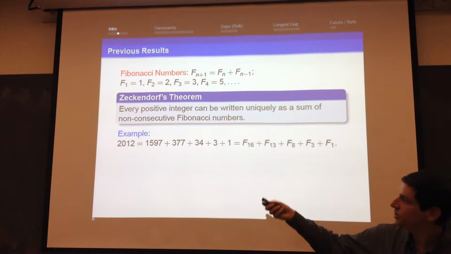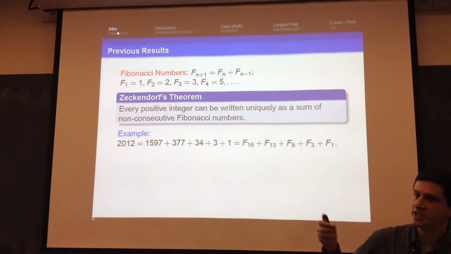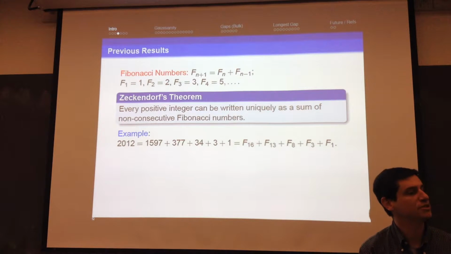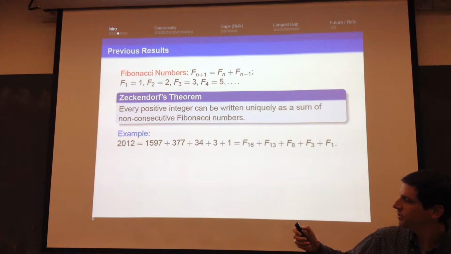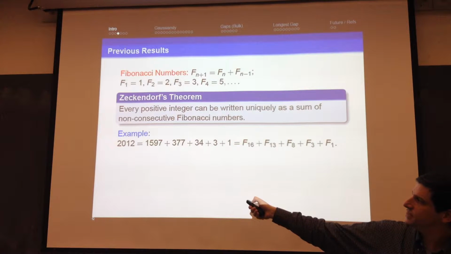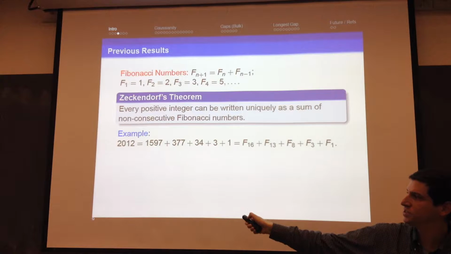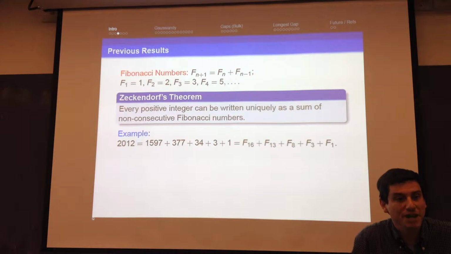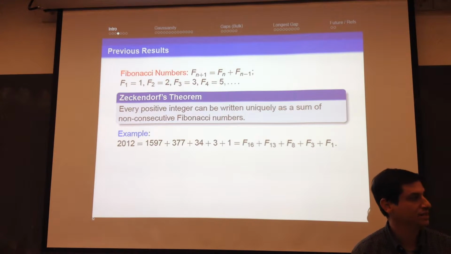So let's say I give you a number like 2012. You subtract the largest Fibonacci number you can from it, which in this case would be 1597, of course. You look at the remainder and you subtract the largest Fibonacci number you could from that, which here is 377. Imagine that 1597 and 377 were adjacent. Well, if they were adjacent Fibonacci numbers, what would be true about their sum? It would be a Fibonacci number, which would be greater than 1597, so that would contradict the maximality of 1597.